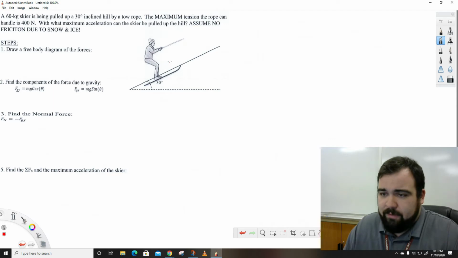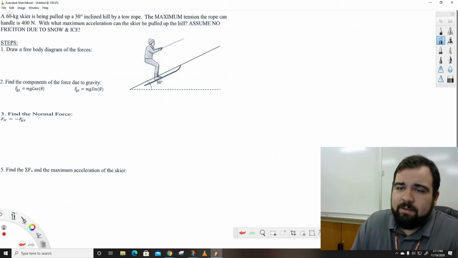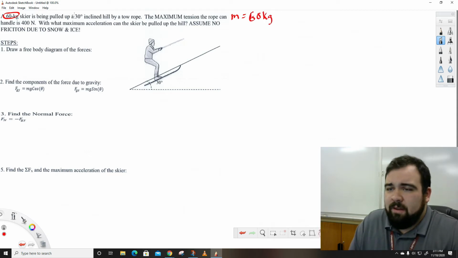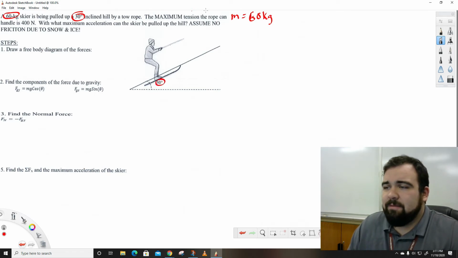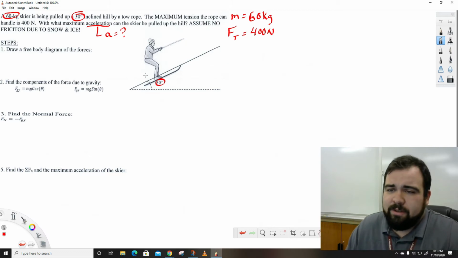So with every problem, we're going to first start off by identifying what values are given to us. So we have a 60 kilogram skier. That means we know our mass. Pulled up a 30-degree incline. That angle's already there. Now the maximum tension the rope can handle is 400 newtons, so that means we're going to have an FT that maxes out at 400. And with what acceleration, maximum acceleration really, so we are looking for a value. And then we're going to assume no friction due to snow and ice.